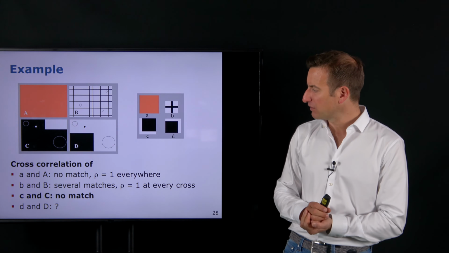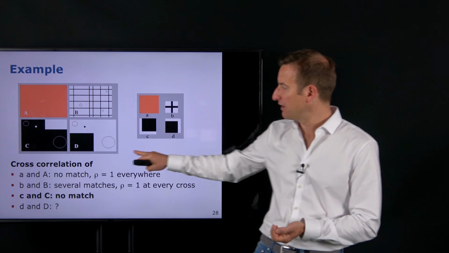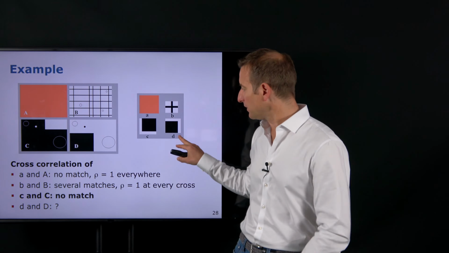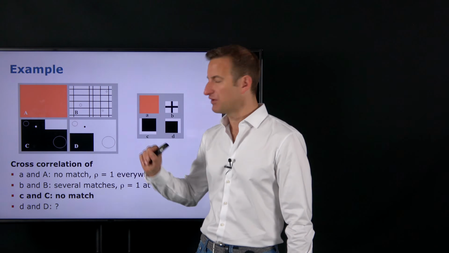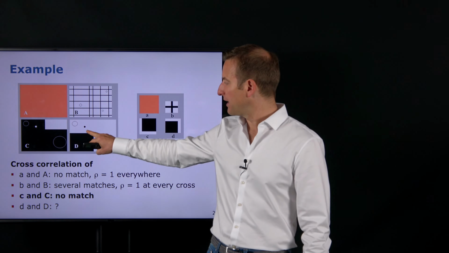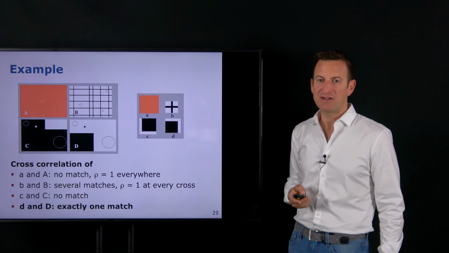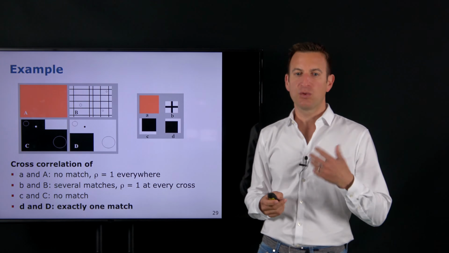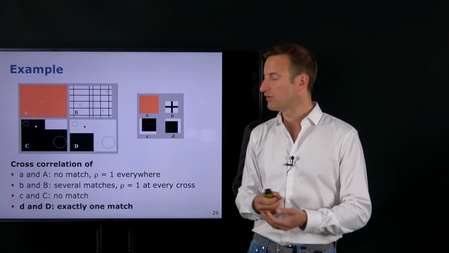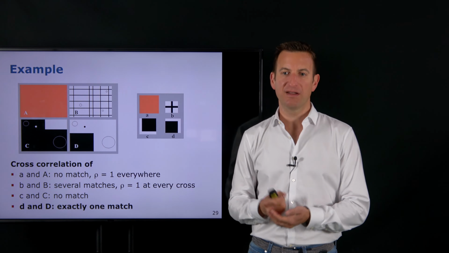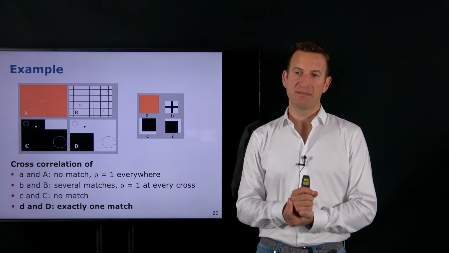And then last but not least, matching lowercase d to uppercase D. If you slide this template over this image, there's exactly one location where I have a good match, which is exactly this overlapping area over here. So if I match D with D, I will get exactly one match where rho takes a large value close to 1. In this example, I would find a match over here.